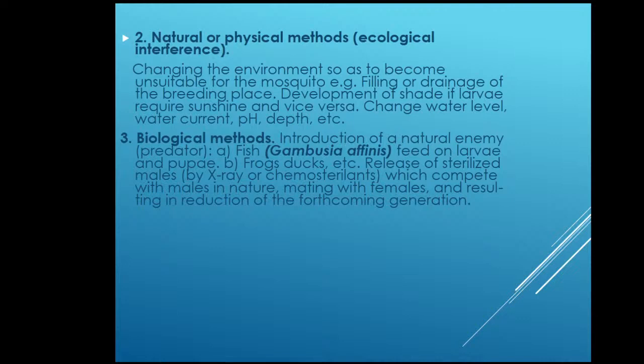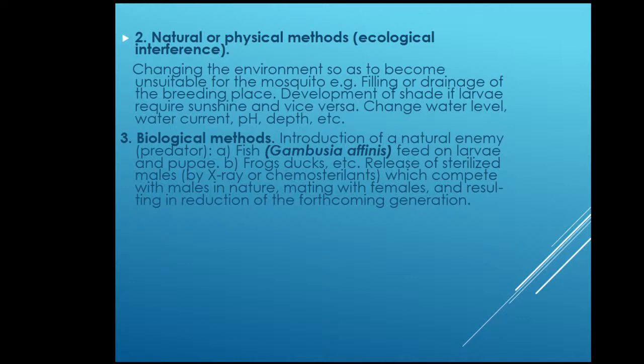The biological methods use natural enemies or predators of mosquitoes. These are fishes. Gambusia affinis is a fish which feeds on larvae and pupae of mosquitoes. Frogs and ducks are natural enemies which feed on mosquitoes.